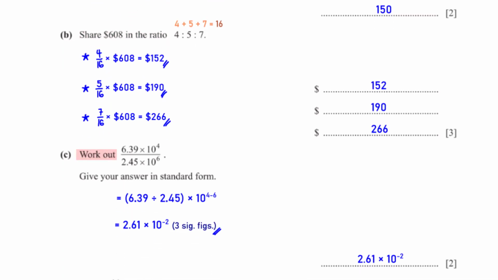Work out 6.39 times 10 raised to the power 4 divided by 2.45 times 10 raised to the power 6. Give your answer in standard form. We can rewrite the given expression as this. The powers of 10 subtract, since they have the same base and they are dividing. 4 minus 6 is -2. 6.39 divided by 2.45 is 2.61, rounded to 3 significant figures. So we have 2.61 times 10 raised to the power -2.